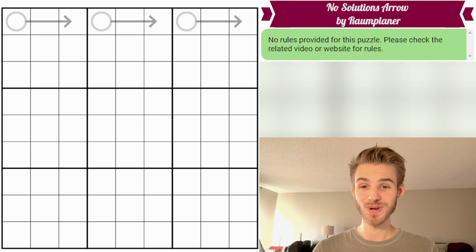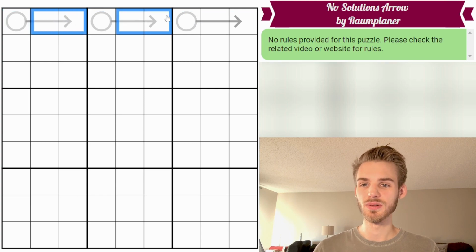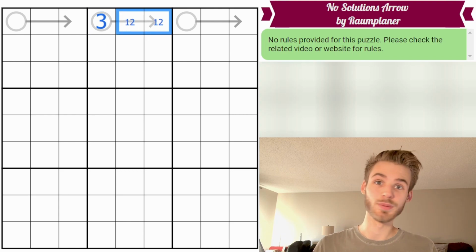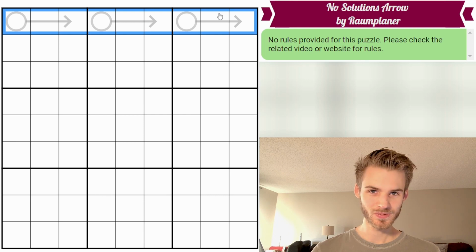We'll move on to Raumplaner's no solution arrow, where we have these 3 arrows at the top, and each of these circles has to sum to the digits along the arrow. So this cell, if it was a 3, these would have to sum to 3, so they would have to be 1 and 2, for example. I'll give you a moment to work that out for yourself.